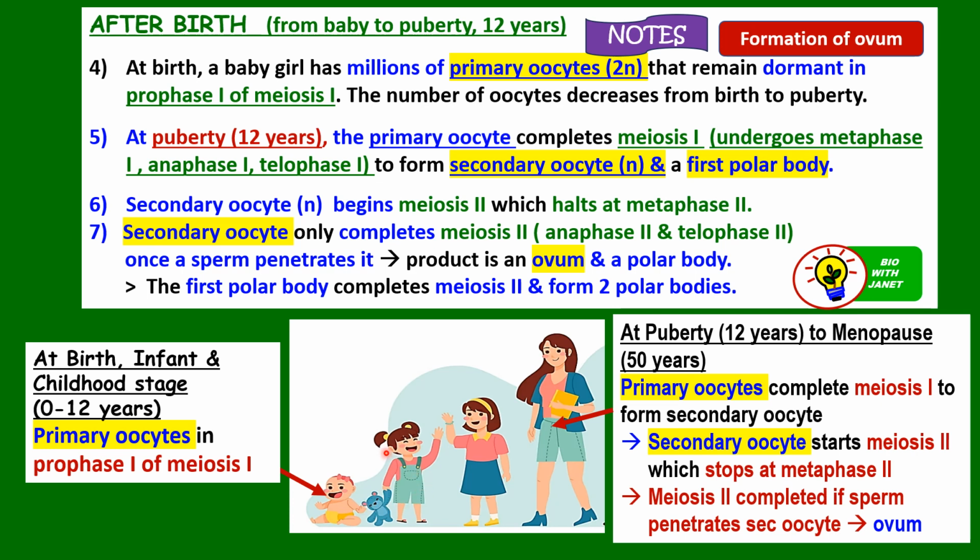Now after that, the girl will grow up, and at 12 years of age, she will attain puberty. So there will be release of greater amounts of this FSH. Then the primary oocytes will complete meiosis 1 to form the secondary oocyte. Right? Then the secondary oocyte will start meiosis 2, but it will stop at the metaphase 2 stage. So meiosis 2 will only be completed if the sperm penetrates the secondary oocyte. Then the ovum will be formed, and then fertilization will occur.